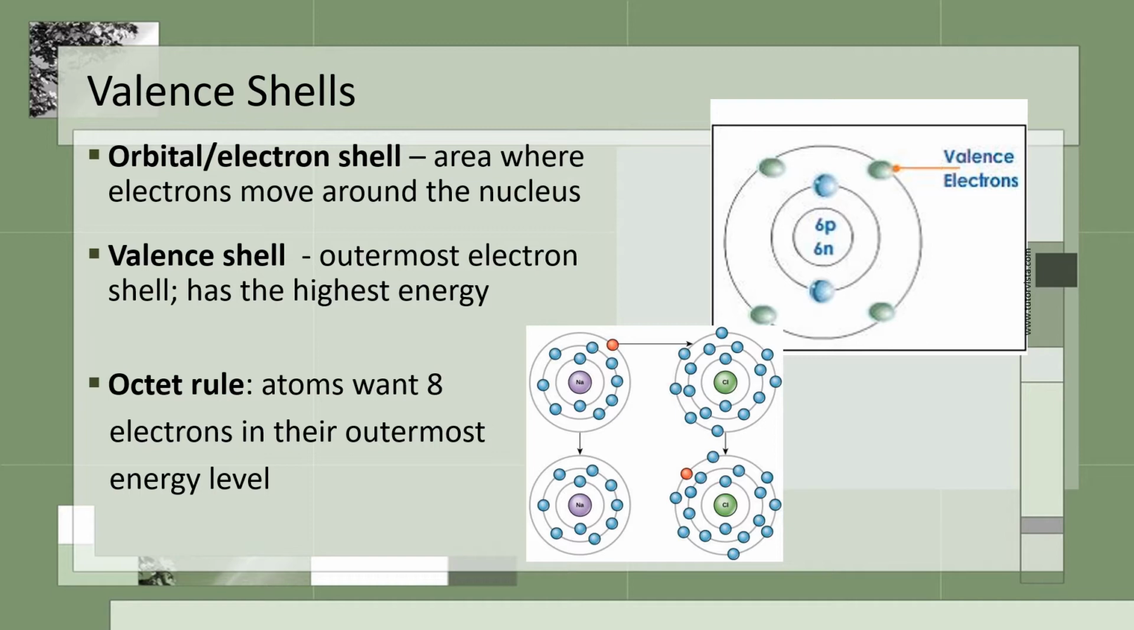There's something called the octet rule that refers to the concept that an atom prefers to have a full valence shell, and they like to have 8 in that last shell, except for hydrogen and helium. They only like to have 2. So these atoms will gain or lose electrons in order to satisfy that octet rule.